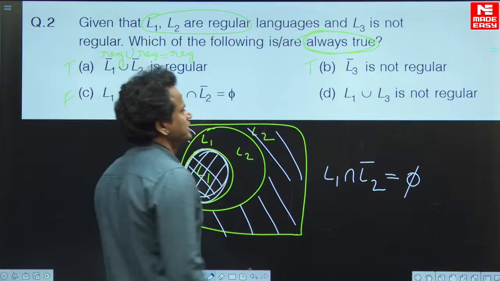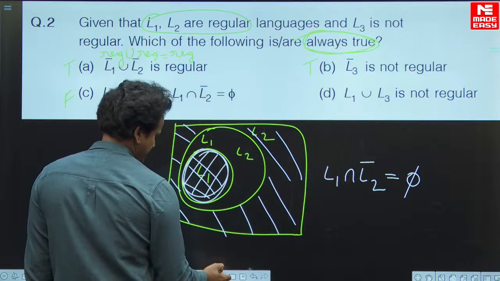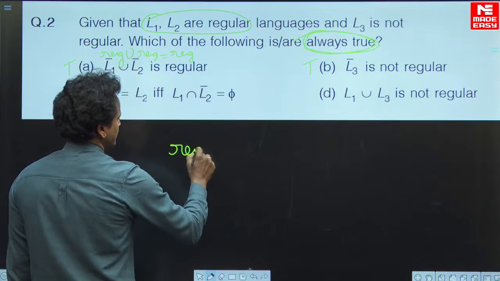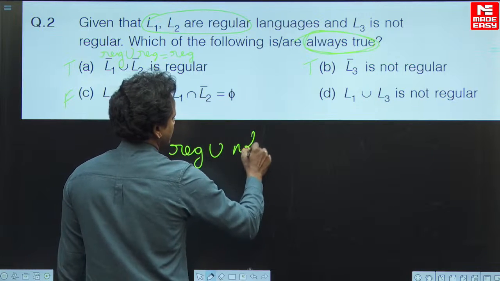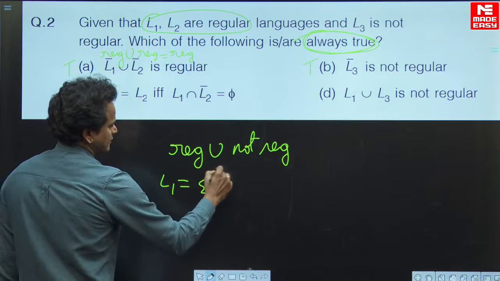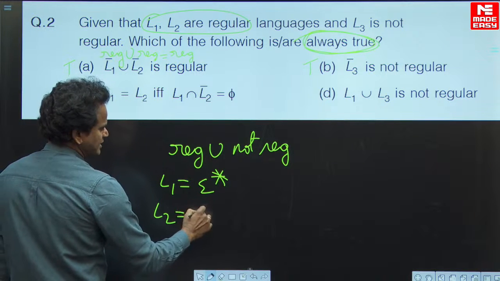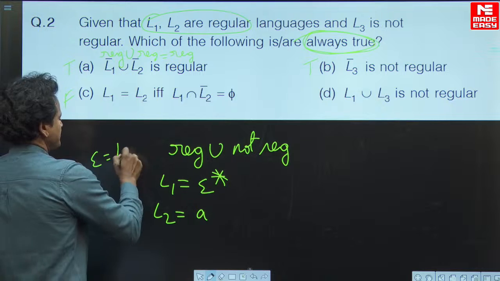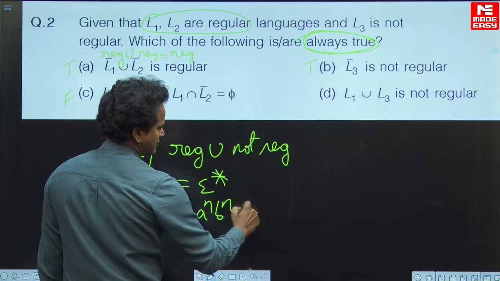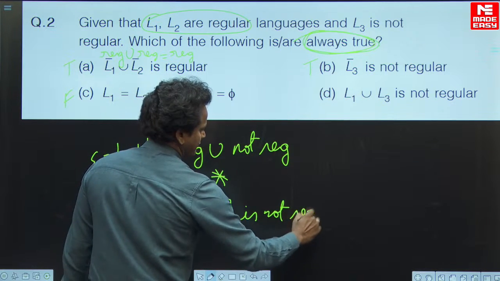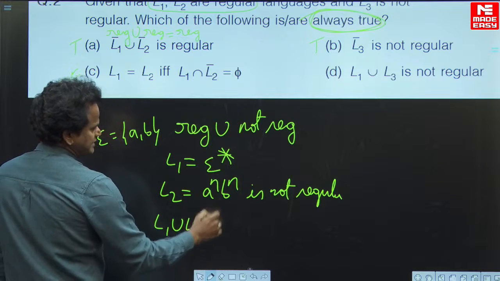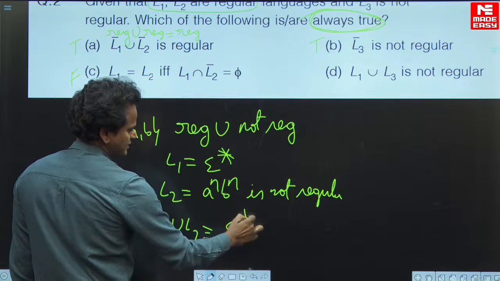Next, L1 union L3 is not regular. Given that L1 is regular and L3 is not regular, is it always true? I am taking L1 as sigma star, with sigma equal to {a, b}, and for the other language I am taking a power n b power n, which is not regular. Then sigma star union a power n b power n is sigma star, which is regular.